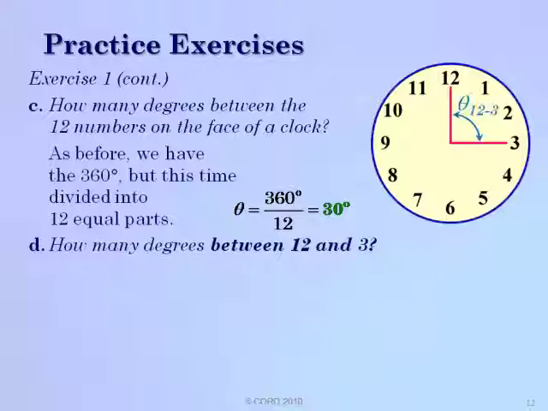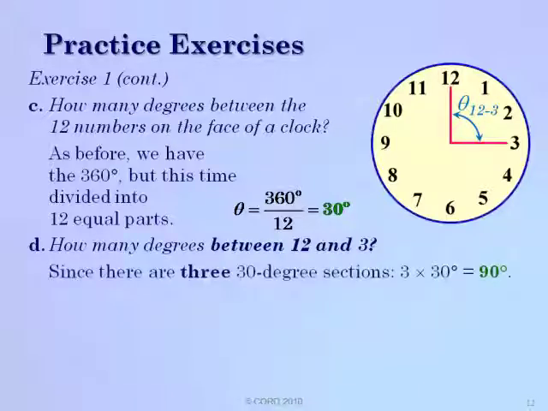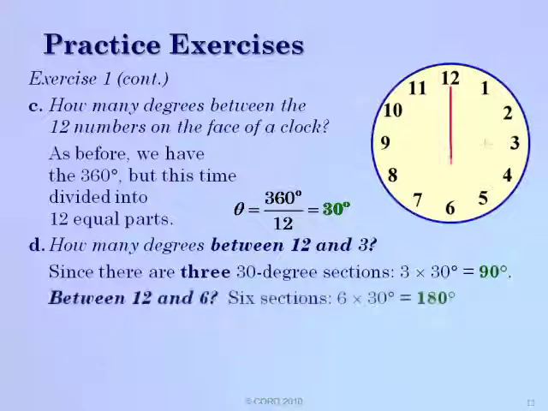Now, how many degrees are there between 12 and 3? You can see that just by looking at it, can't you? But just to be mathematical about it, since one of those numbers is 30 degrees, 3 of those numbers would be 3 times 30, or 90 degrees.